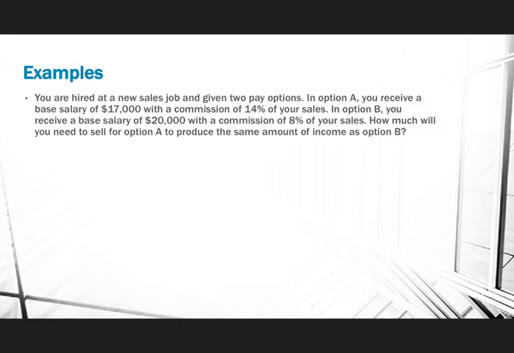All right, you are hired at a new sales job. You are given two options for pay. You can choose to receive a base salary of $17,000 with a commission of 14%, or you can choose to have a base salary of $20,000 but a commission of only 8%. How much will you need to sell for option A to produce the same amount of income as option B?